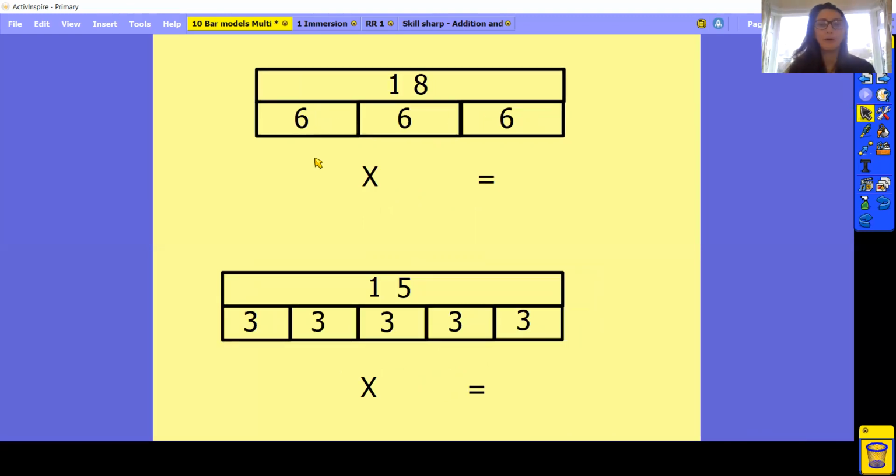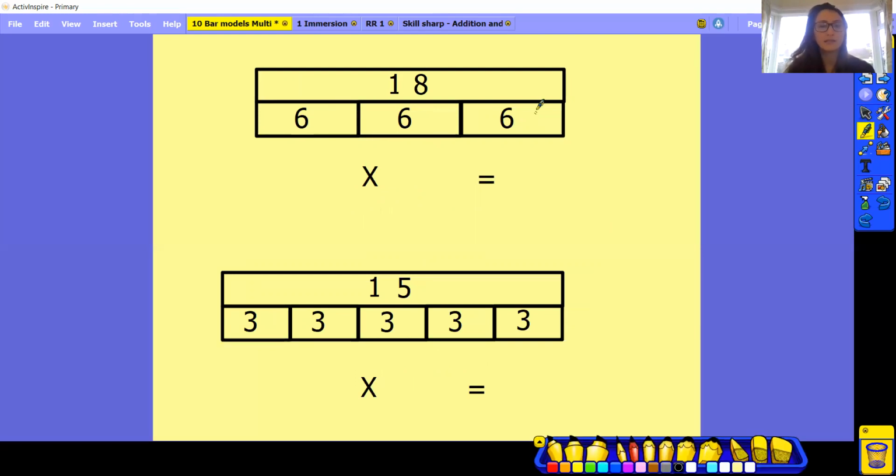So here we have some bar models. Let's see what they represent. I know that one of these boxes is worth 6. And I have how many equal boxes? 1, 2, 3. So well done if you said 6 times 3 equals our whole, which is 18.